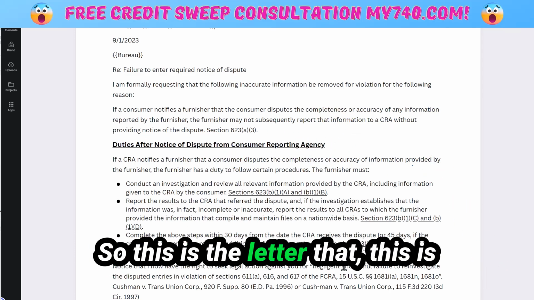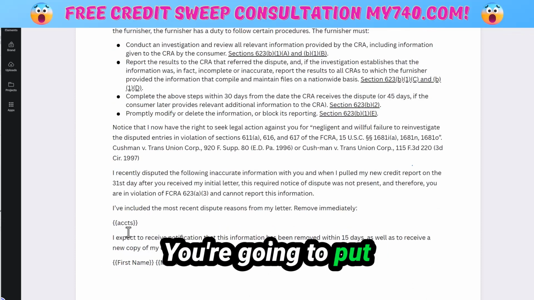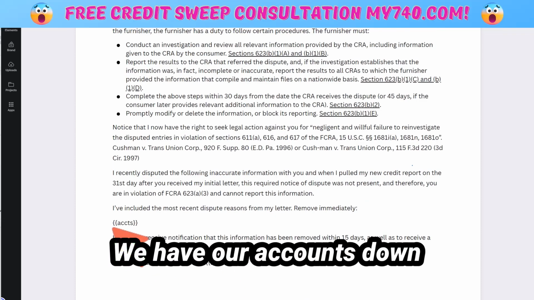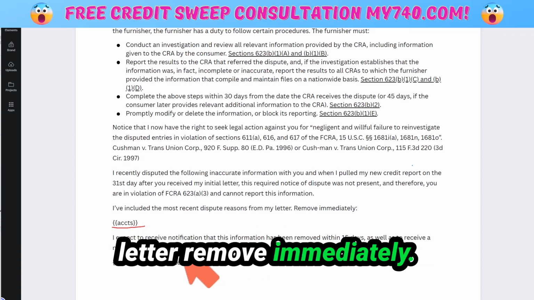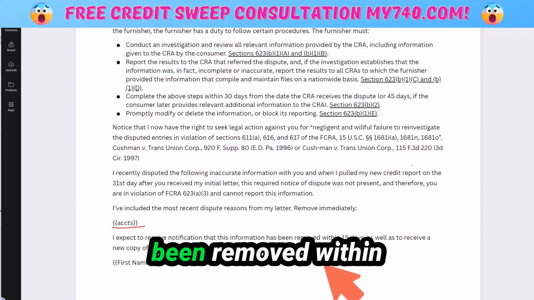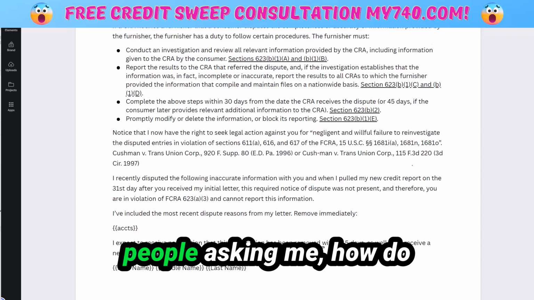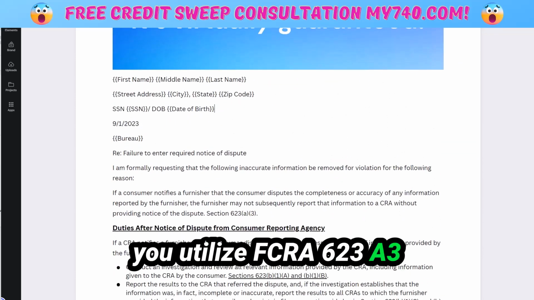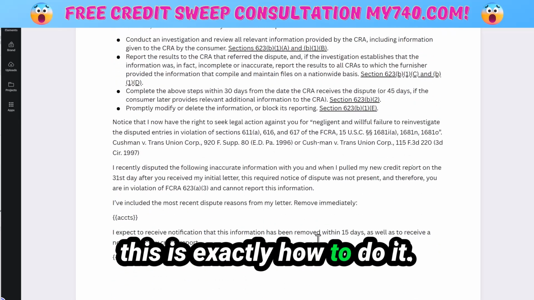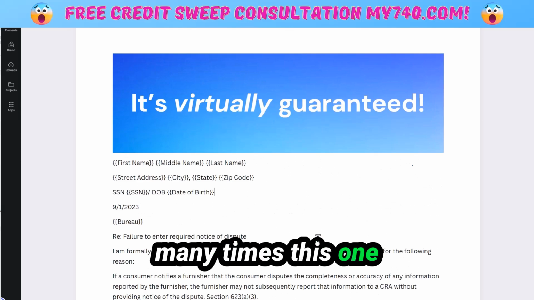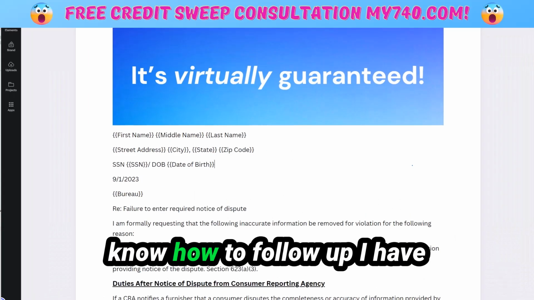So this is one of the letters I send to the bureaus regarding FCRA 623. You're going to put your accounts here. We have our personal information at the top. We have our accounts down in this section where it says I've included the most recent dispute reasons from my letter, remove immediately. I expect to receive notification that this information has been removed within 15 days and receive a copy of my credit report. There's been so many people asking me, how do you utilize FCRA 623A3 to go after the failure to enter the notice of dispute? This is exactly how to do it. There's a process, and many times this one letter can get rid of this entire thing. Sometimes it doesn't. Sometimes you need to know how to follow up.